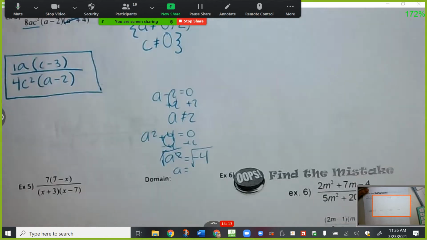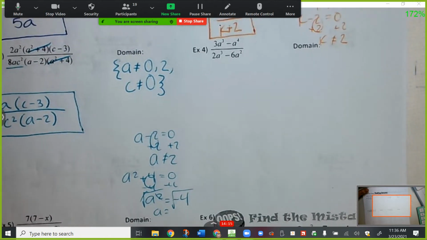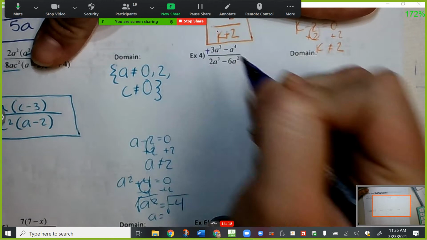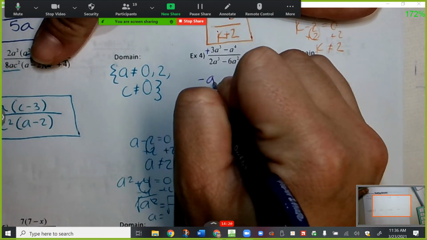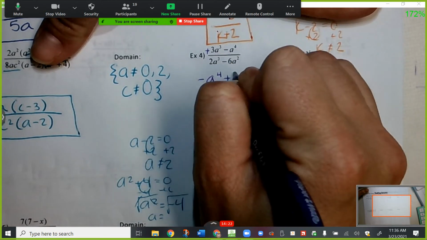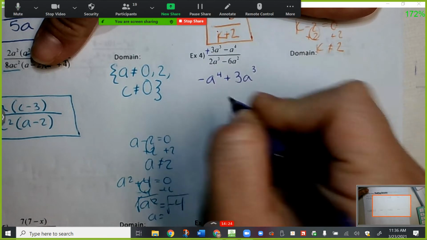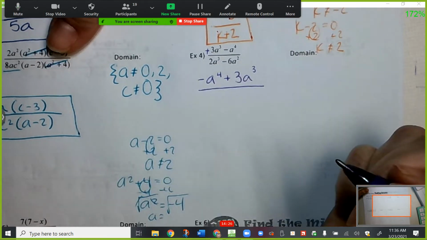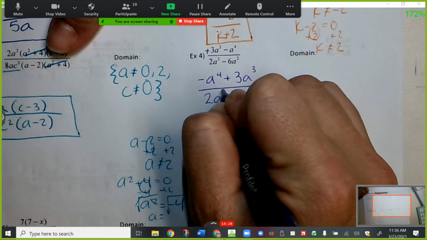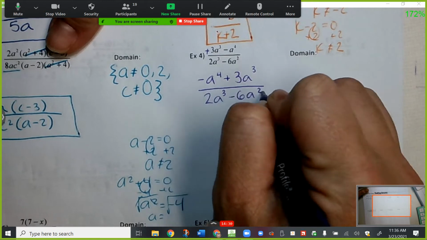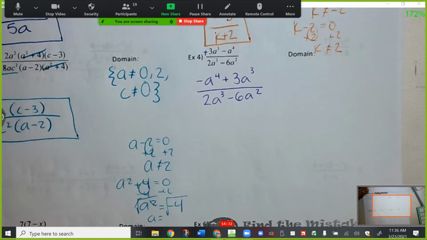So I need to flip it. And I want you to realize this is a positive 3. So when I flip it, I get negative a to the 4 plus 3a cubed. And then we have to do the times and subtract number. So now we need to start with finding GCFs. Always look for GCFs first before you try to factor anything.